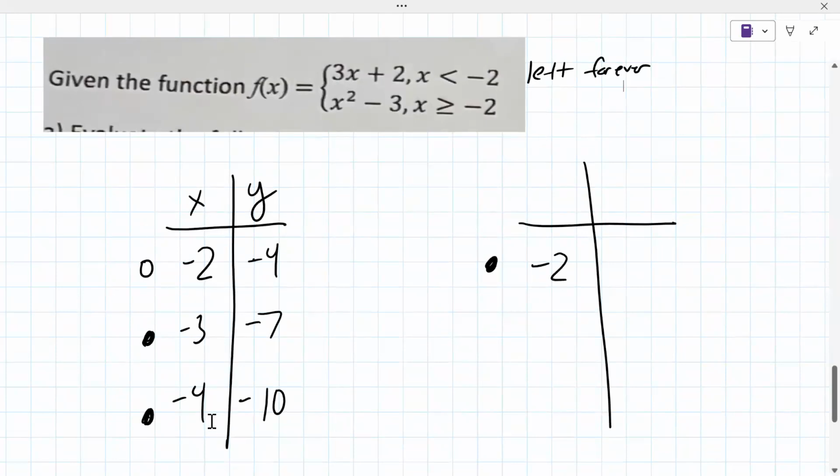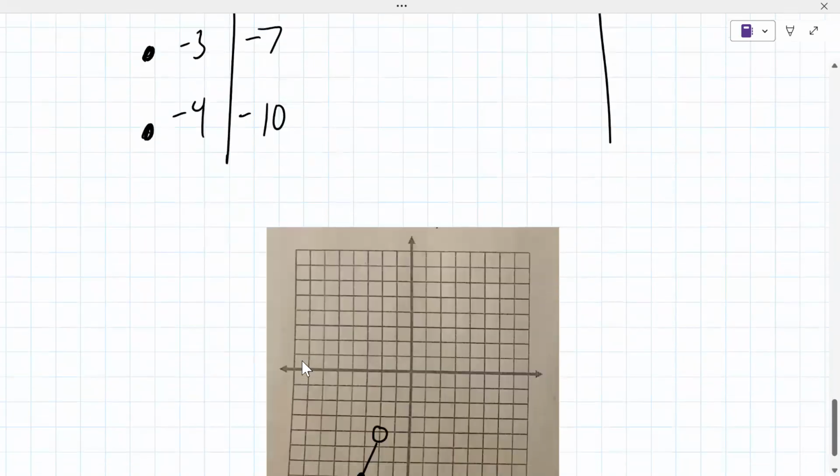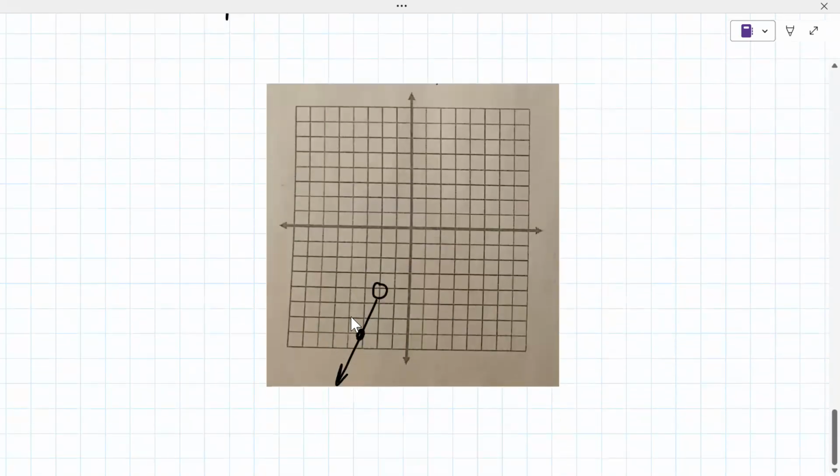It doesn't stop at where your table stops. It continues forever, even though it's not on our graph. So make sure you include that arrow. It means keep going, even if you don't understand yet.